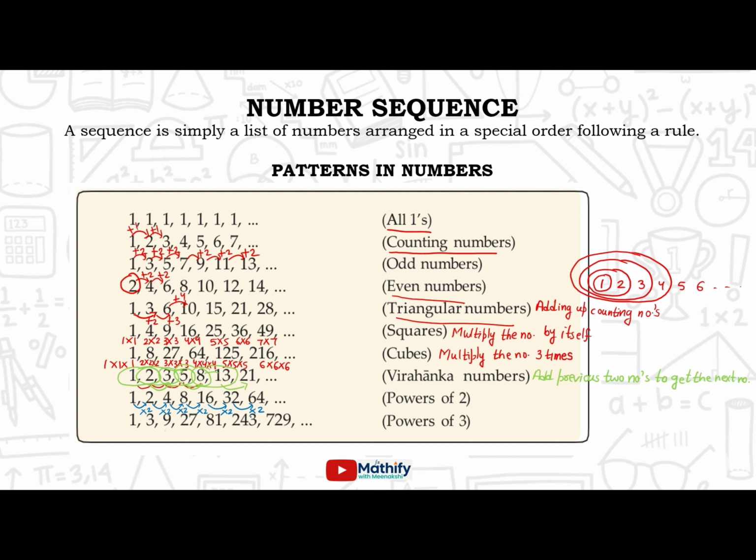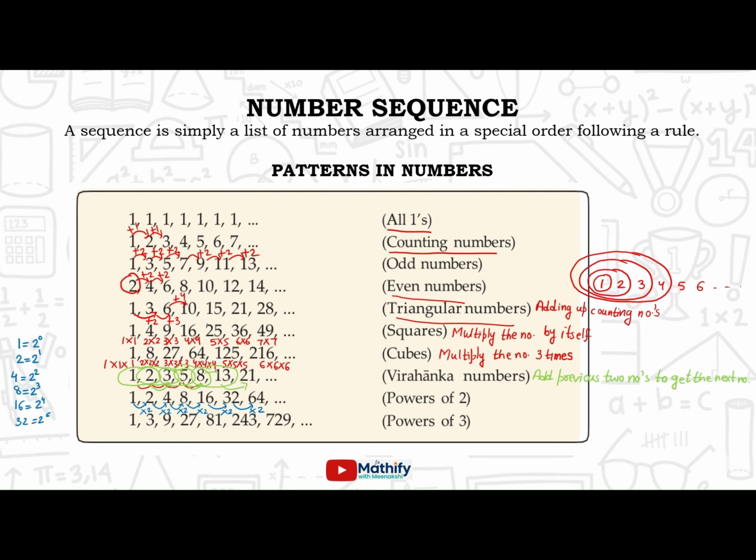So, a series where we simply multiply the previous number by 2 to get the new number, we say powers of 2. Why? Because 1 can be written as 2 raised to the power 0, 2 can be written as 2 raised to the power 1, 4 can be written as 2 raised to the power 2, 8 can be written as 2 raised to the power 3, 16 can be written as 2 raised to the power 4, and so on, 32, 2 raised to the power 5. So this is known as powers of 2 because we are simply increasing the power of 2.